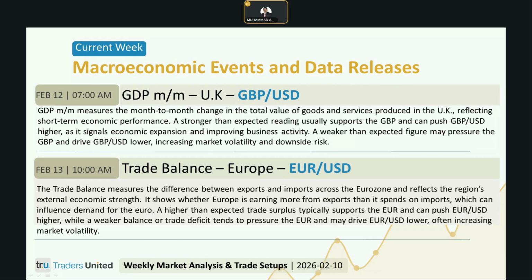The previous trade balance number was 10.7 billion, forecast is 11.8 billion. The actual figure is going to be released on February 13 at 10 a.m. UTC.